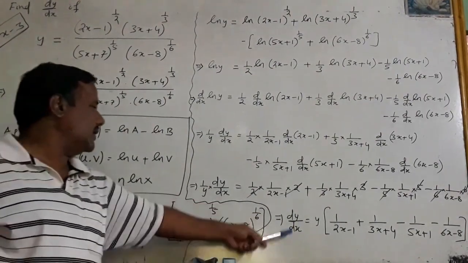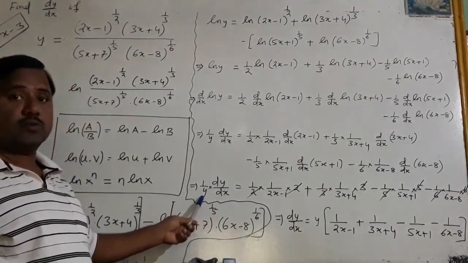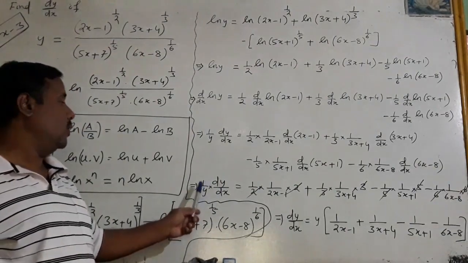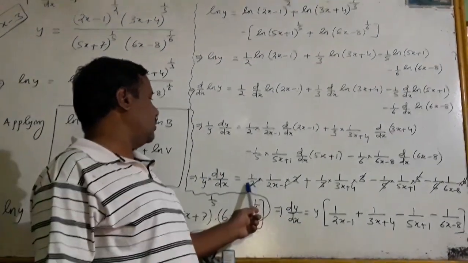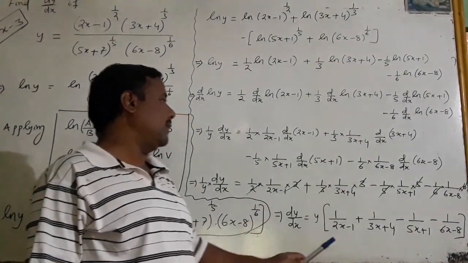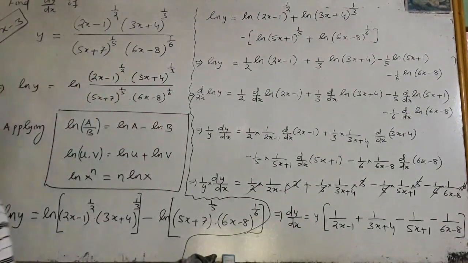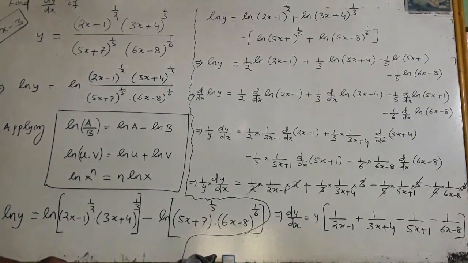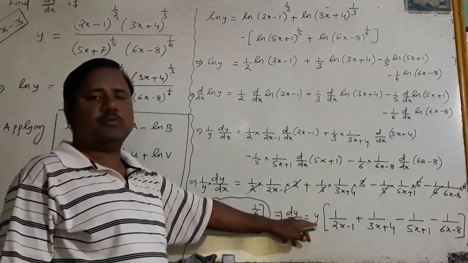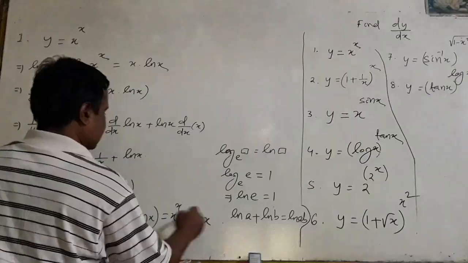Now for dy by dx, you have to multiply by y. It is very important for the exam. So y whole into, now you cancel 2 with 2, 3 with 3, 5 with 5, 6 with 6. You get y whole into 1 by (2x minus 1) plus 1 by (3x plus 4) minus 1 by (5x plus 7) minus 1 by (6x minus 8), and at last you put the value of y.